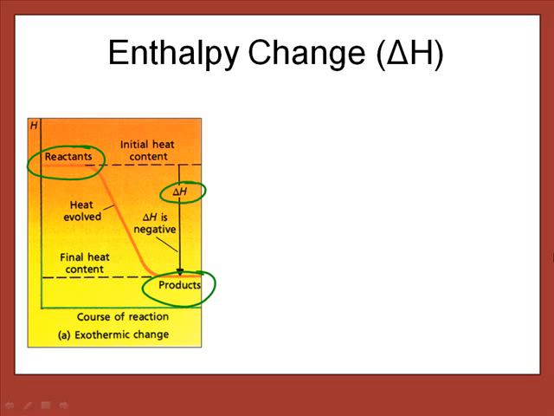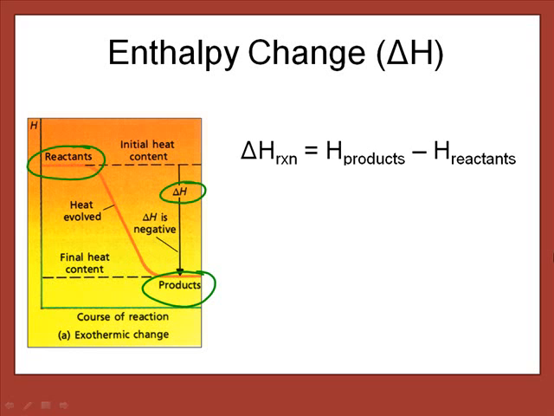We're talking about the change in energy. So from here on out, you're going to see H as delta H, the change in the enthalpy of the reactants and the products. The way that we calculate this is we look at the energy of the products, or the heat content of the products. We subtract from that the heat content of the reactants. And let's look at this particular scenario here.